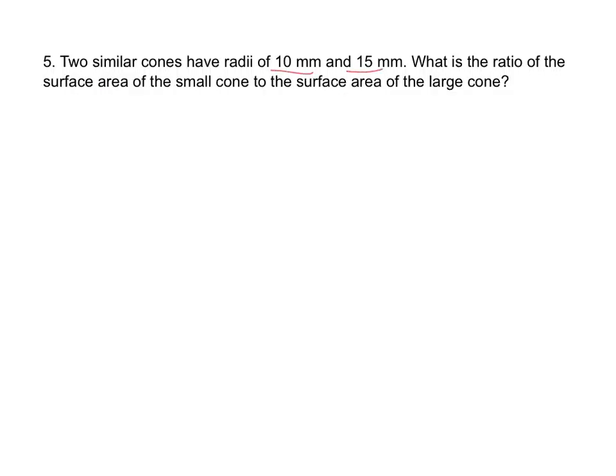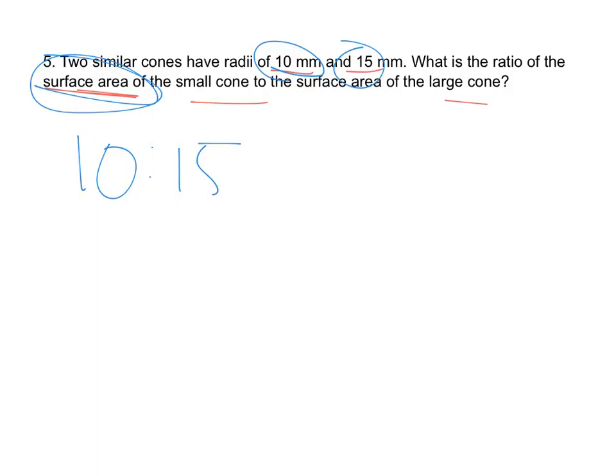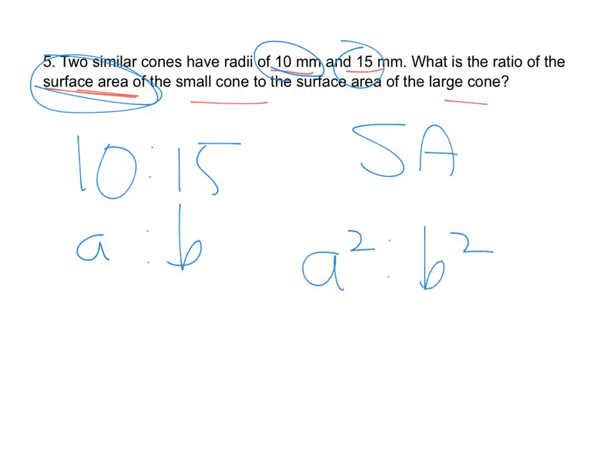Two similar cones have radii 10 to 15. What's the ratio of the surface area of the small cone to the large cone? Well, take a look. 10 to 15 is a scale factor. For surface area, if this is A and this is B, then my surface area ratio is A squared to B squared. I don't even have to figure out the actual surface areas. It takes longer, but all I have to do is realize it's this squared to that squared. So that's 100 to 225, and I can simplify that if I really want to.